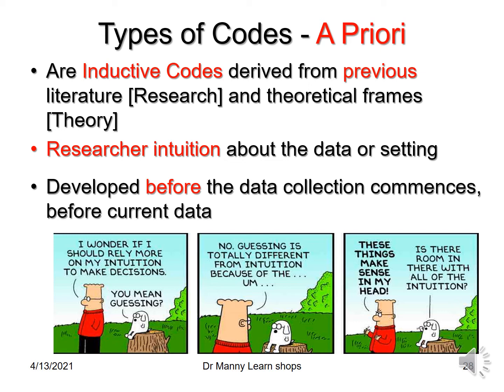I think it's important to include this section as well. What are some of the types of codes? Well, you've got what is called an a priori code. As you get into your research study, you'll learn more about this. A priori codes are inductive codes that are derived from previous literature, research, and theoretical frames, the theory. This involves researcher intuition about the data or setting, and it's developed before the data collection commences, before the current data is collected.